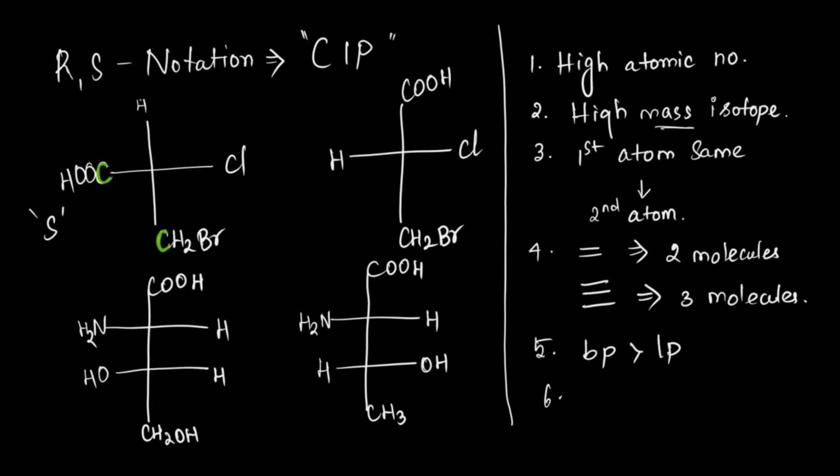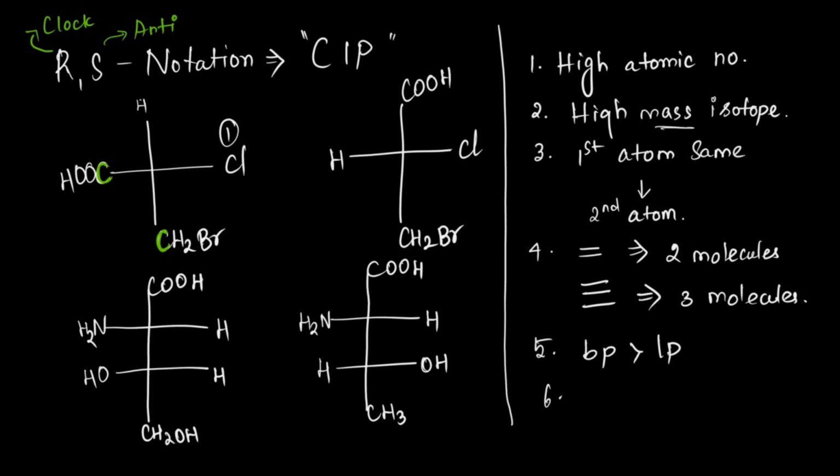Before that, I would like to let you know R is for clockwise and S is for anti-clockwise. Okay, why am I talking about the rotation now? Let's check it out. Here I have the first example: hydrogen, COOH, CH2Br and Cl. So which will get more priority? Obviously, the first priority will go to Cl.